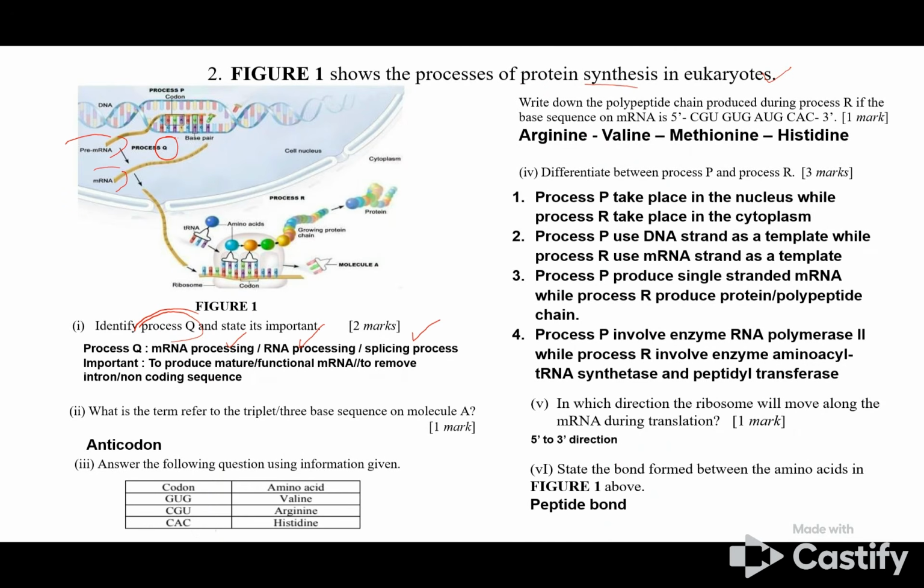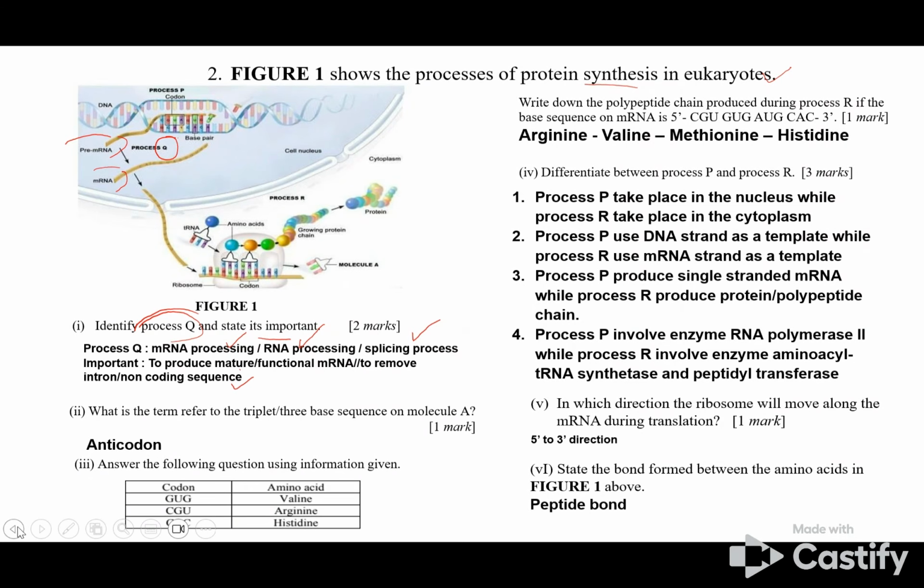If it were transcription, they would only show the diagram of the mRNA, but this diagram is showing pre-mRNA processed into mRNA. So the critical process here is RNA processing. Another thing is important. There are two answers here: to produce mature functional mRNA, or to remove introns, the non-coding sequences.